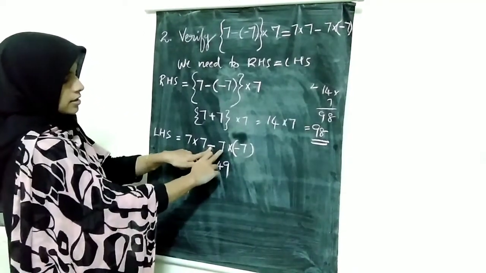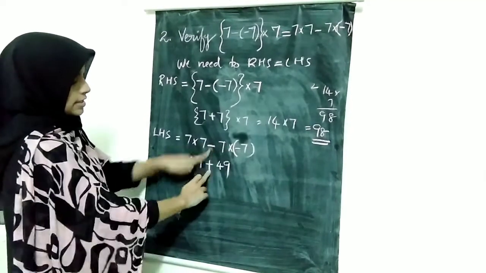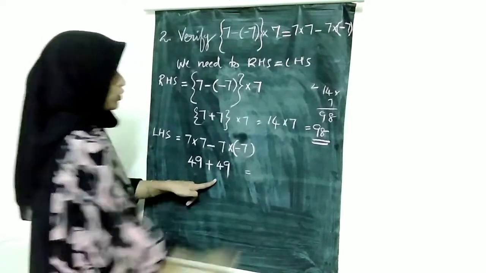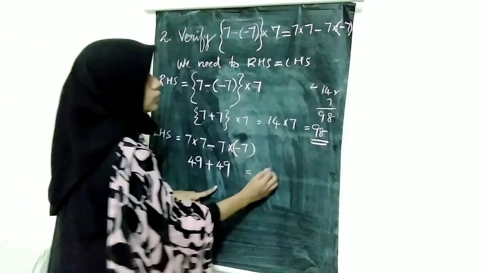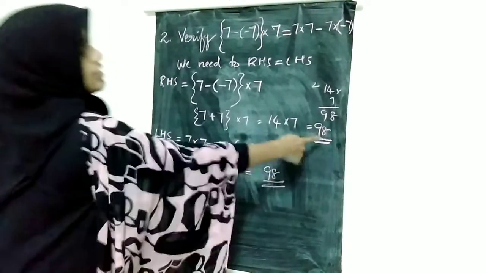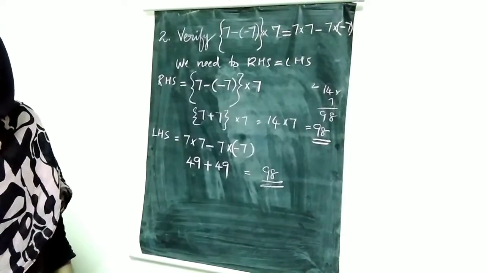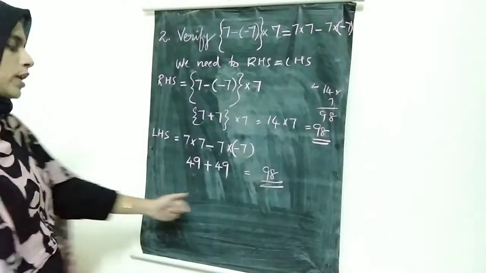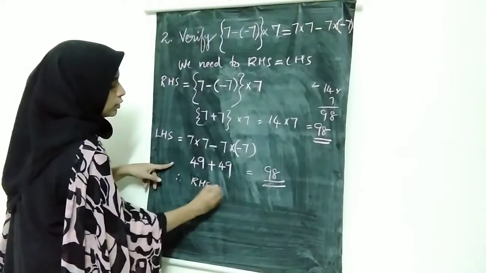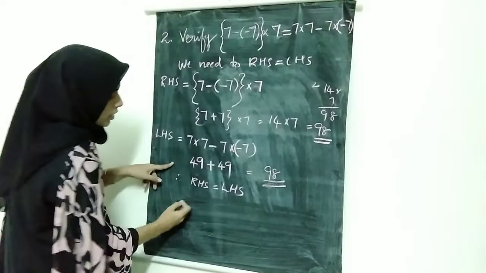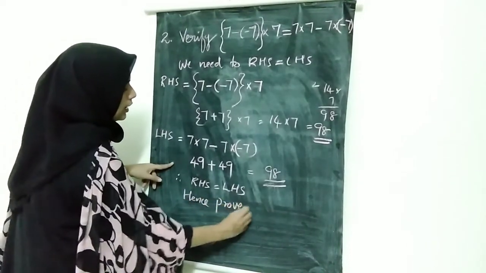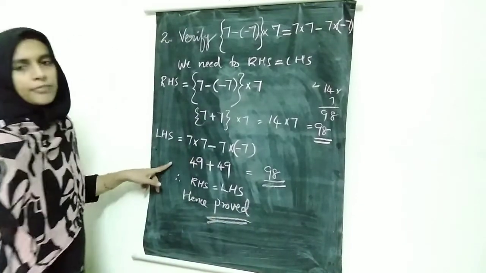Here, minus into minus, plus. 7 into 7 again 49. So when you add 49 and 49, you will get 98. So left hand side is equal to right hand side. We can write we have verified. So therefore RHS is equal to LHS. Hence proved or hence verified. Okay.